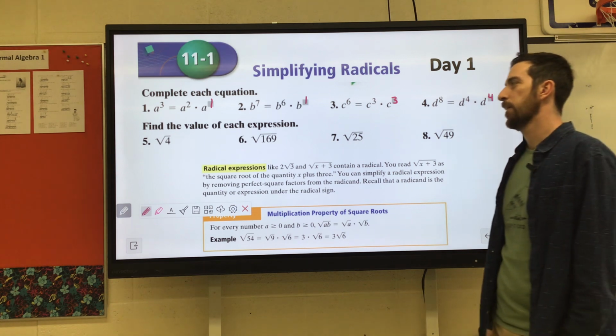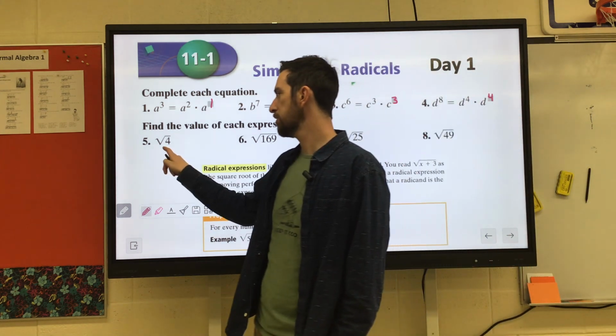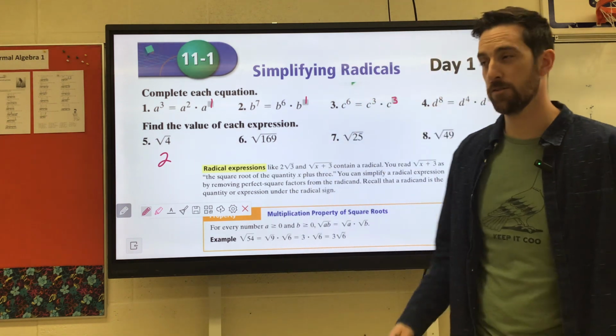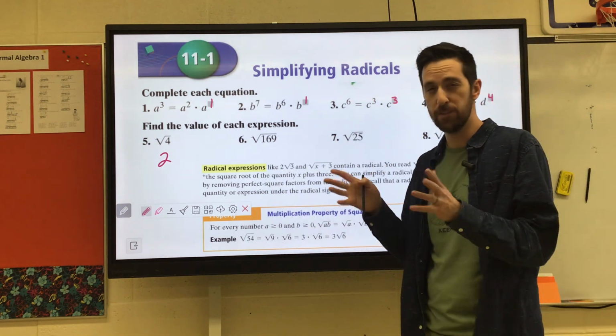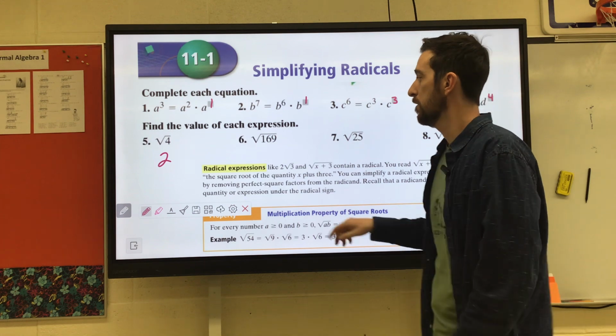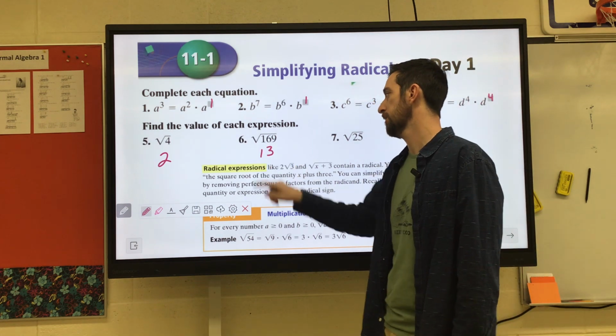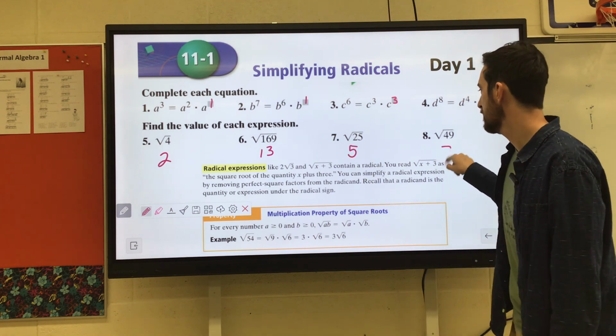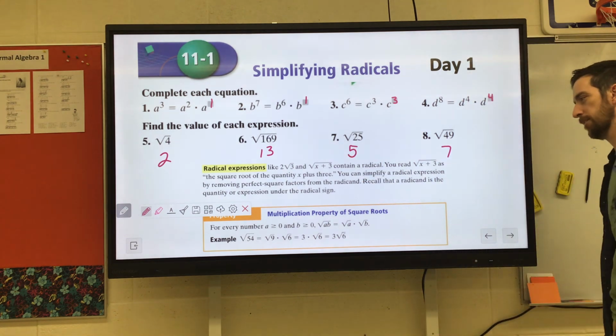Unbelievable. Square root of 4, you could say plus or minus 2. Today we're just going to take positive versions of square roots because we're not solving equations, we're just simplifying these radicals. 169 is 13 times 13. 25 is 5 times 5. And 49 is 7 times 7.